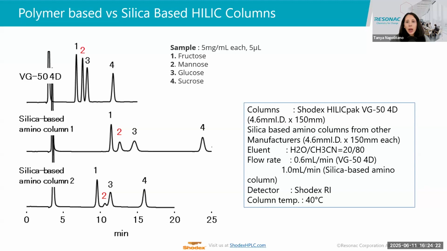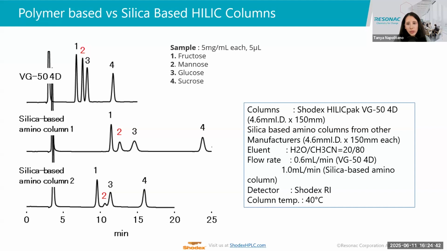And now let's talk about how column material impacts HILIC performance. So silica-based HILIC columns are widely used, but they have limitations like narrow pH range and silanol groups that can cause peak tailing or poor recovery, especially for reducing sugars and basic compounds.